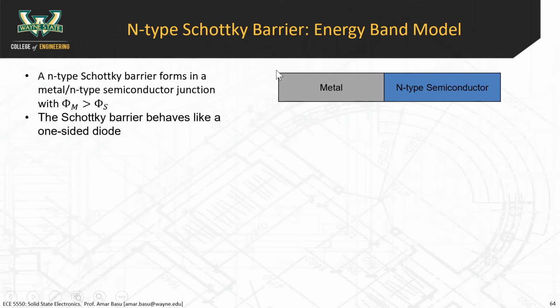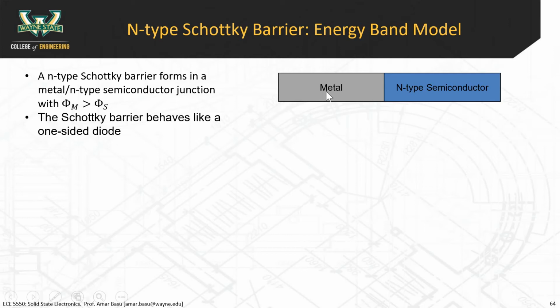Okay, so this particular example happens when you have a metal and an N-type semiconductor, and the metal work function is greater than the semiconductor work function, as you can see here. Phi m is greater than phi s. And this particular device ends up behaving like a one-sided diode. One-sided diodes we talked about earlier, a P plus N junction or an N plus P junction, where one side is much more heavily doped than the other, and the lighter doped side contributes most of the depletion width. So it behaves very similarly to a one-sided diode.